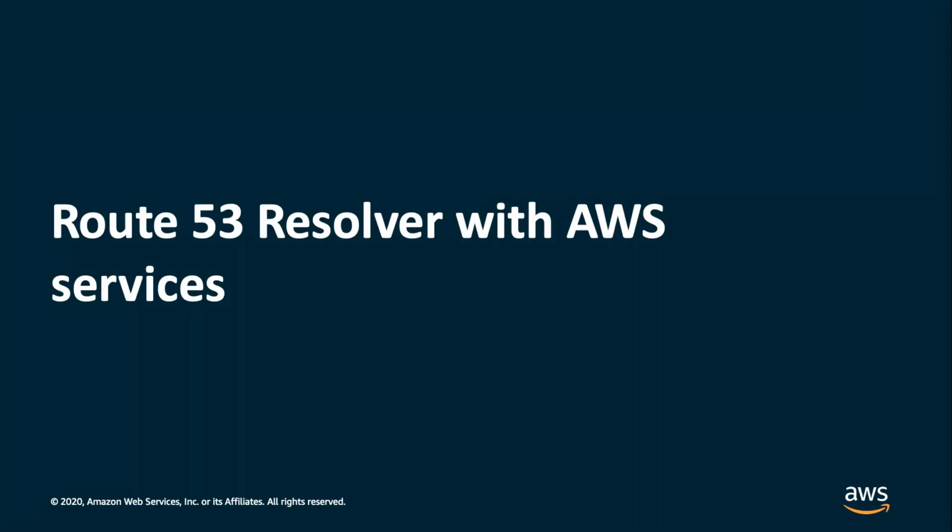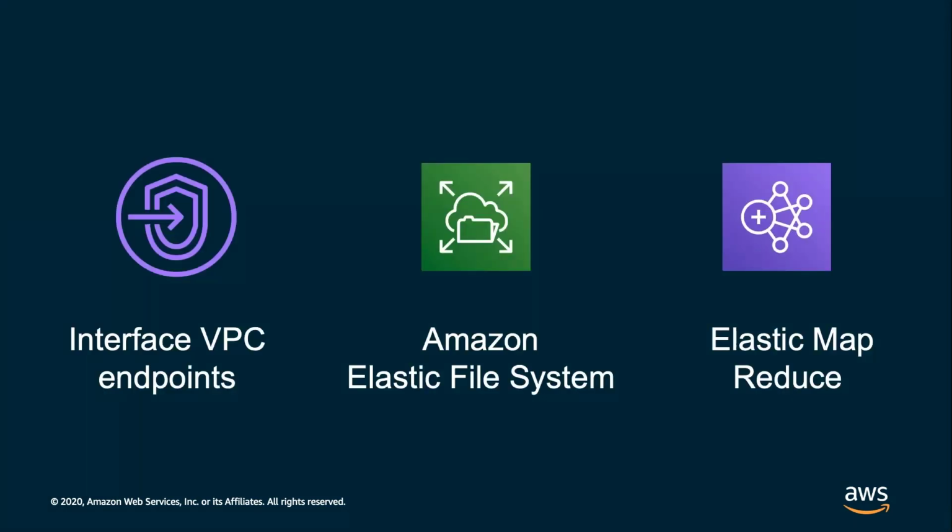Now that we've covered some of the basics of how Route 53 and DNS work within a VPC, we'll talk about how this works for some of our AWS services. We'll cover Interface VPC Endpoints, Amazon Elastic File System, EFS, and Elastic MapReduce, EMR.